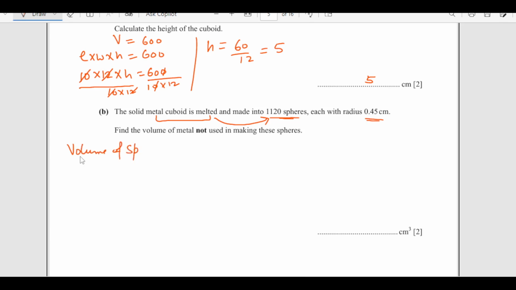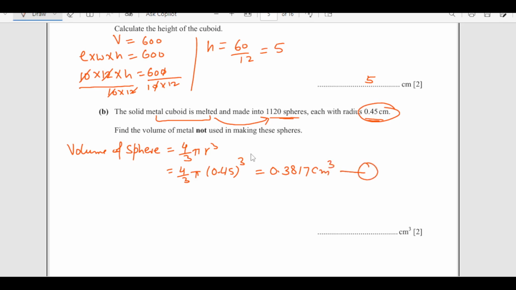Volume of sphere, this formula is given to you on the first page, 4 by 3 pi r cubed. So this is 4 over 3 pi and r is 0.45 centimeter. This is given to us over here, cubed, and when you calculate this is 0.3817 centimeter cubed, right? Let's say this is equation 1.